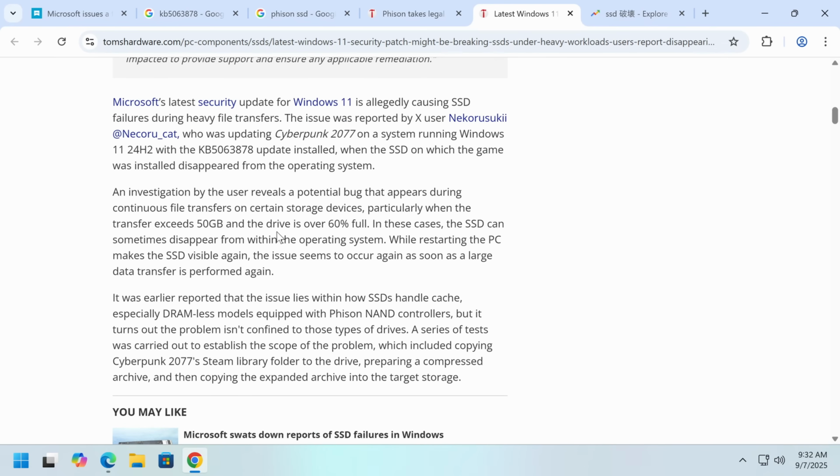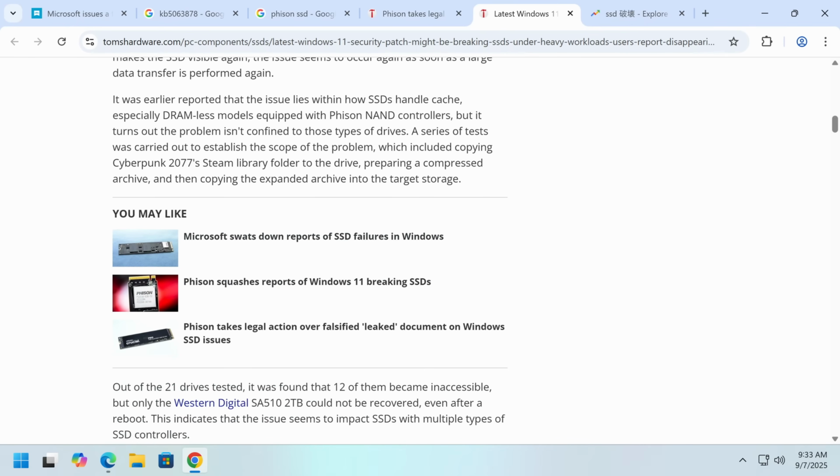In this article, the main source for a lot of this is a Japanese X user called Nekoro Cat, who was updating Cyberpunk, and then the SSD disappeared. Now that's a strange bug. The earliest report was that this was tied to a company called Phison's flash controllers, especially DRAMless, which basically is an SSD that doesn't have cache. So they're slower, but they're still faster than hard drives. And because they don't have cache, all of those random writes have to immediately get flushed to the drive. So that was a theory, and that's since been thrown out.